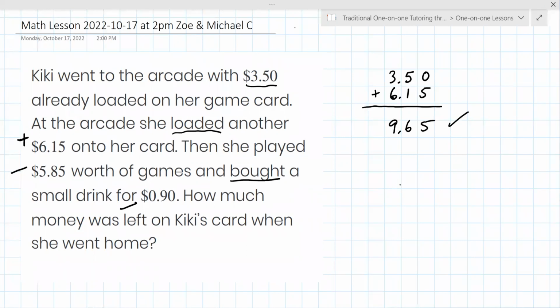Now we're going to subtract when she plays her game. So it's 9.65, subtract $5.85, right? Okay, so what is 5 minus 5? 0. 6 minus 8 is not possible because the larger number needs to be on top. So you're going to borrow. What number do you borrow from? The 9. Okay. So you got 16 minus 8.